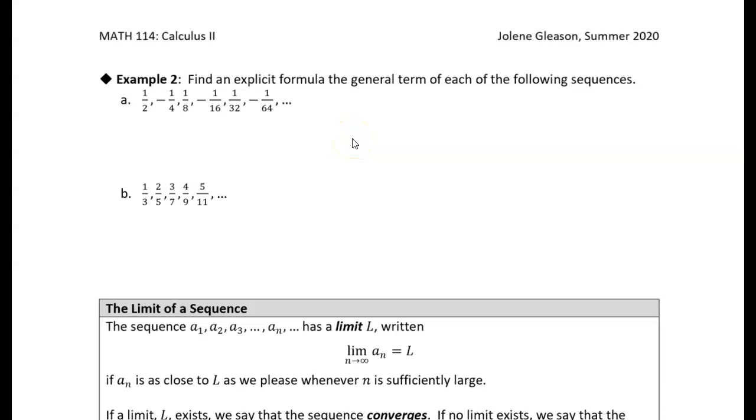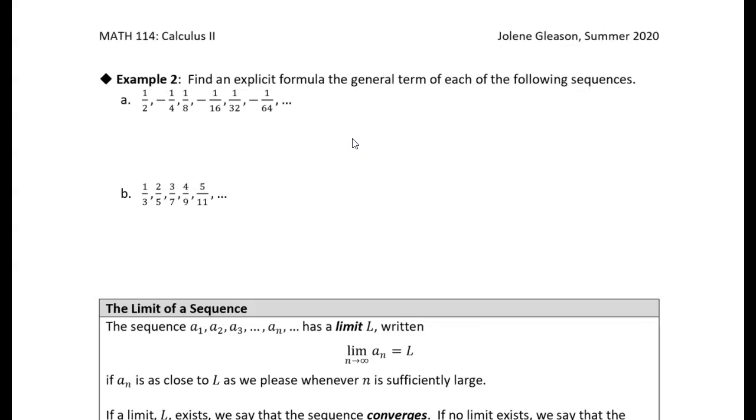All right, in this example, we're given some sequences and asked to find an explicit formula for the general term of the sequence. Now, this is another one where I think it's better for you to try this on your own before you just watch me do it, just because the thought process is really what matters. You know, it's not always straightforward. But if you haven't, give it a try and you can come back. But I'm going to go through this example now.